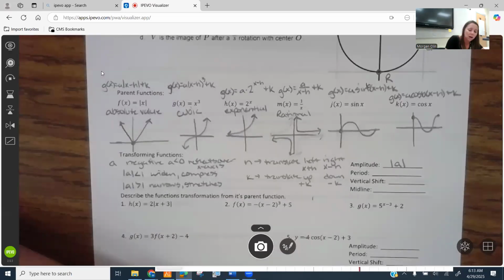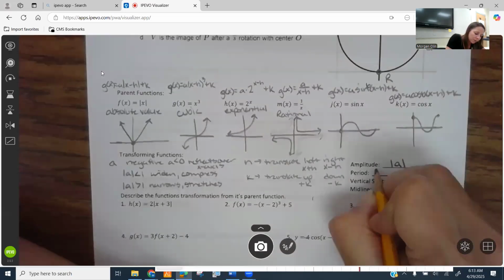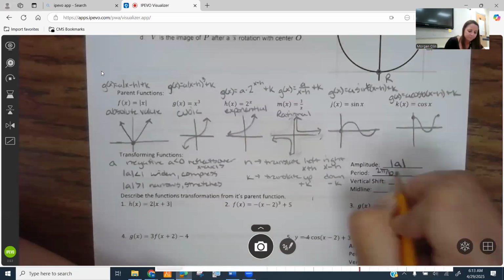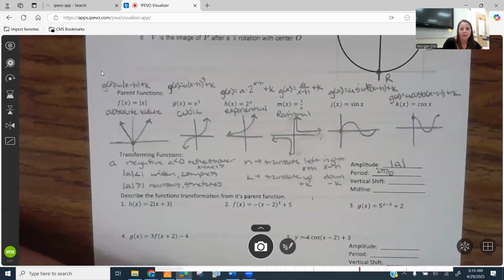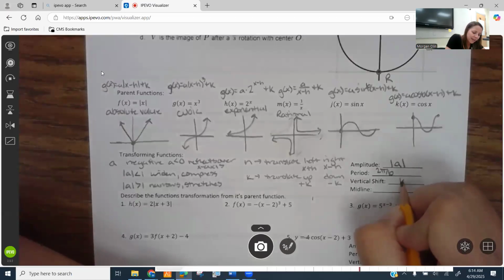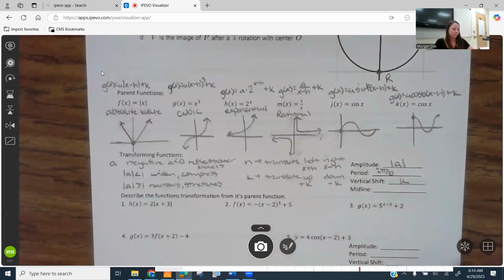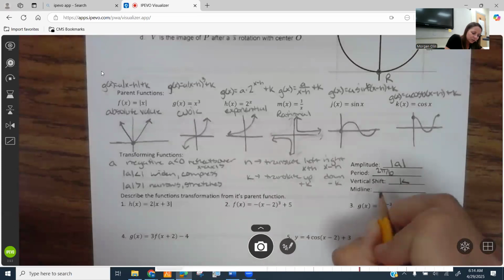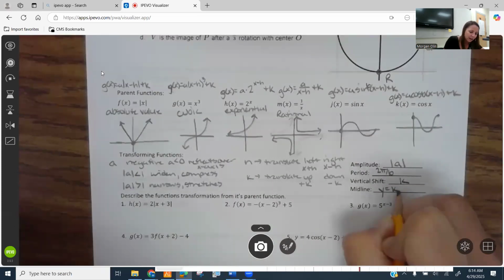Okay, period. We talked about this yesterday. We have a formula, 2 pi over b. You should have that memorized. Vertical shift is just K. If it's positive K, it's going up K. If it's negative K, it's going down K. And your midline is associated with that, y equals K.